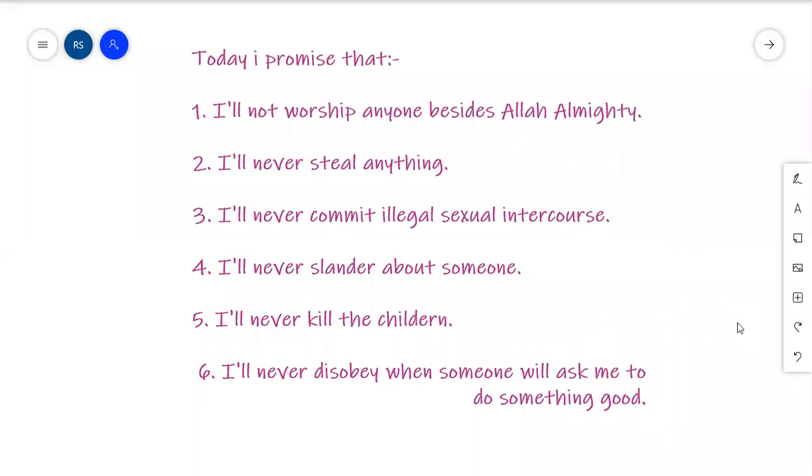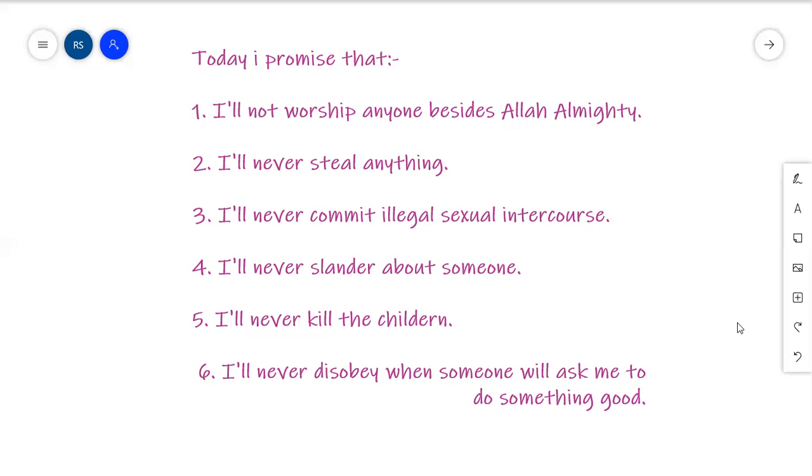So, what are the six promises you made today? The six promises are: I'll not worship anyone besides Allah. I'll never steal. I'll never be not chaste. What is the meaning? Chaste means the third sentence. Explain to me. I'll never commit illegal intercourse. So, not to sleep with a girl who is not our wife. Yes, you can only go to bed with your wife, okay?